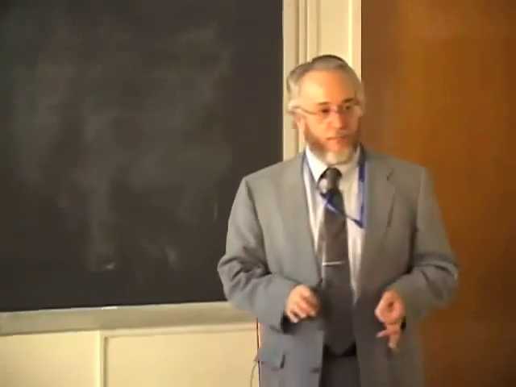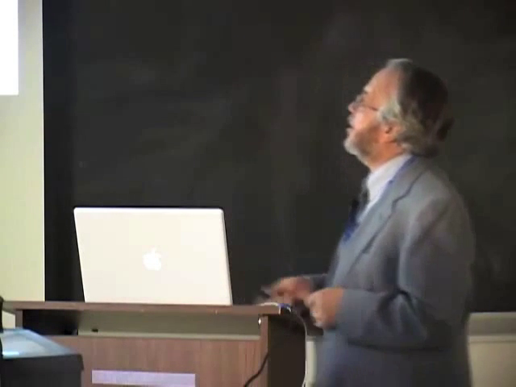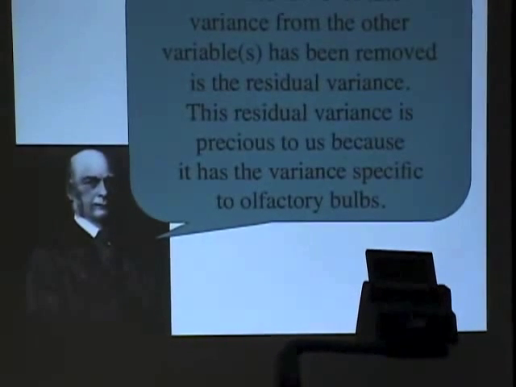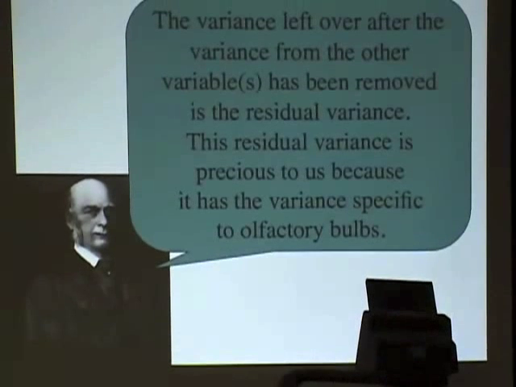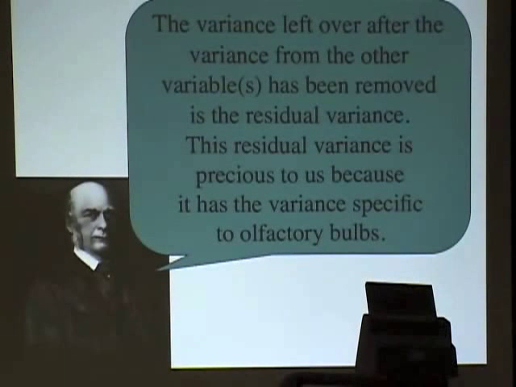That's essentially how we're going to do this, except we're going to do it for 4 variables at once, rather than just body weight. What we'll end up with is the residual variance, the variance left over after the variance of the other variables has been removed. And again, it's precious to us because that's going to have the variance that's specific to the olfactory bulbs after we get rid of all those other things.